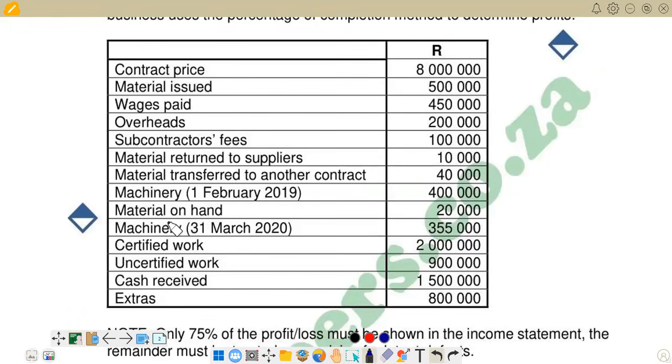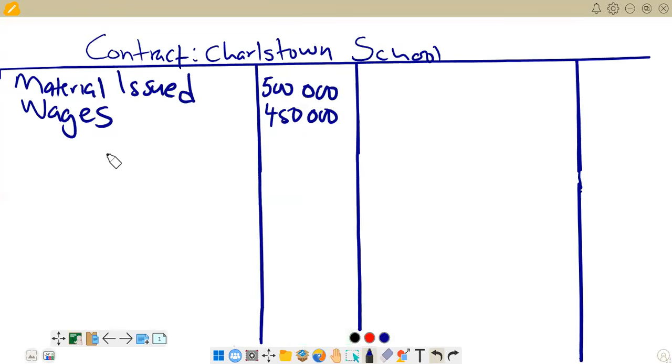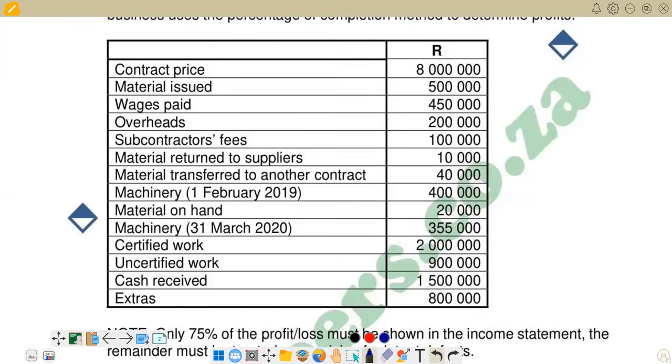We have got overheads. Overheads also, they are a cost, 200,000. So we are going to enter them again on the debit side. So here we have overheads, and the figure for overheads is 200,000. I'll go again to check what we have after overheads. Right, if we go there, we check the amount that we have there for after overheads.